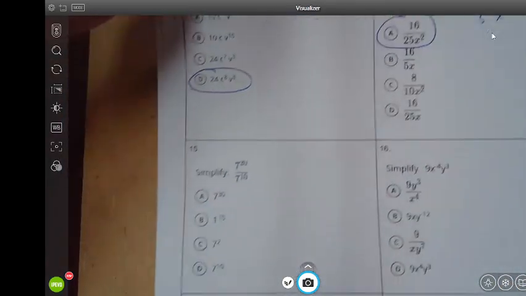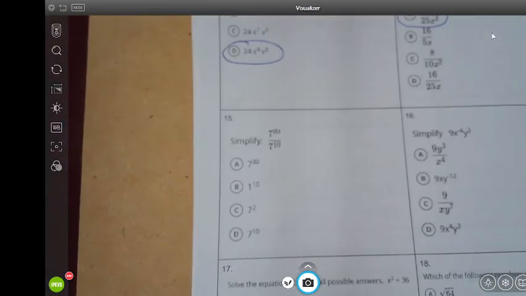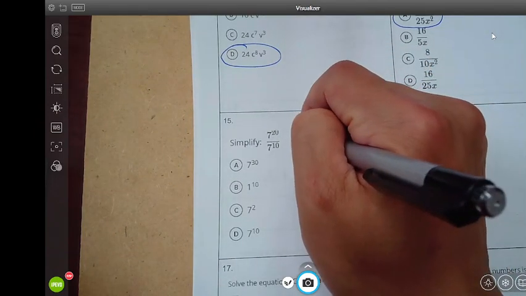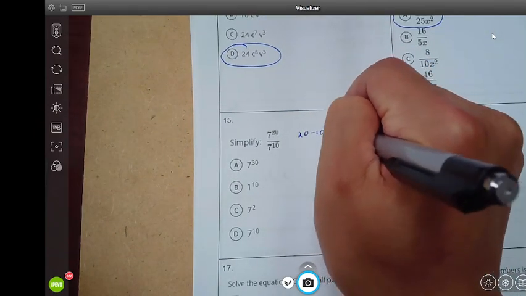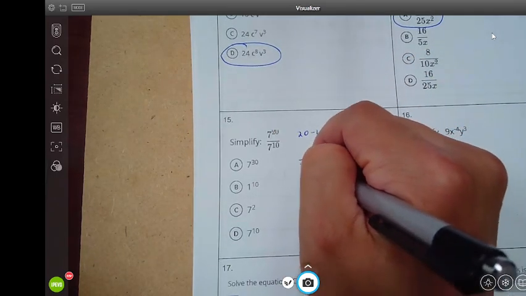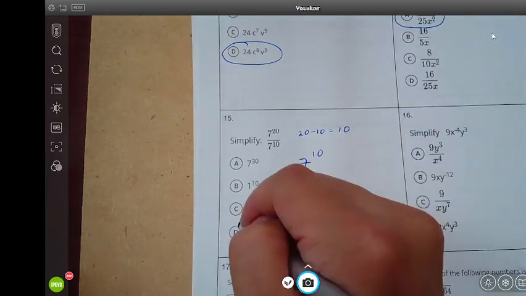All right, number 15, it's division. I have the same base, so I'm going to subtract the exponents. 20 minus 10 equals 10. Okay, so the base stays the same, 7 to the 10th power, and I see that as option D right there.